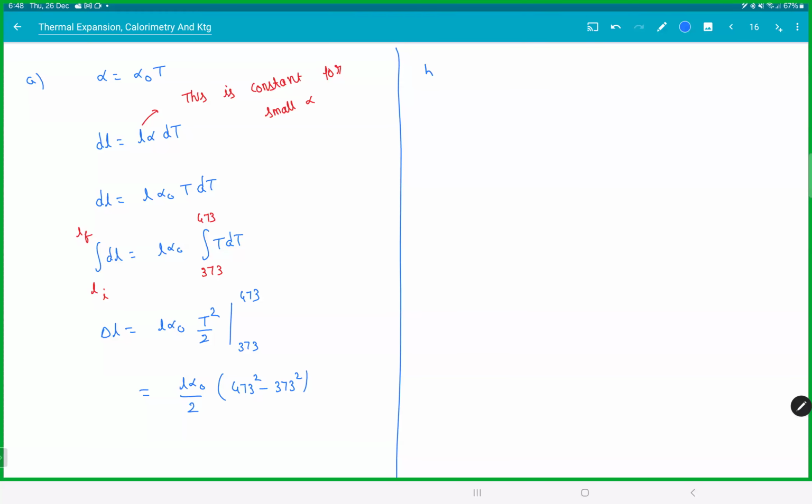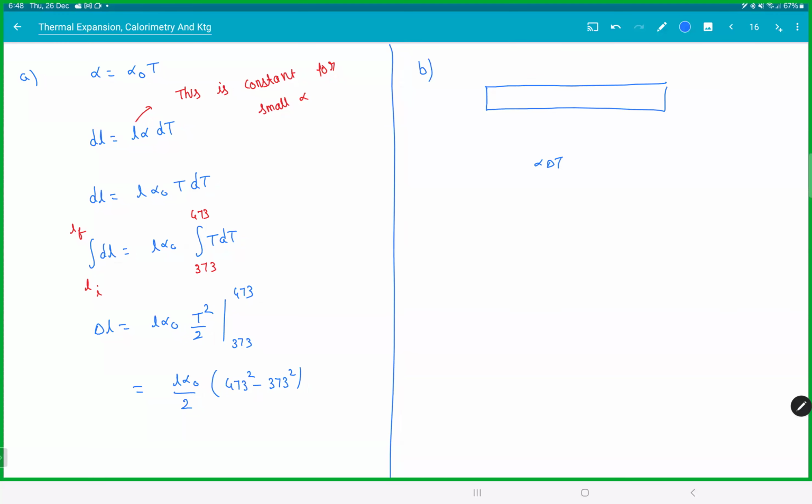Now how to do the B part? B is an interesting technique. Listen to this carefully because the same thing you're going to use for other things. T change is 100, so L wouldn't be constant, but we can ignore it. But if you see, alpha delta T must be small. Alpha is 10 power minus 5. Even if delta T is 100, 10 power minus 3 is still smaller than 1.